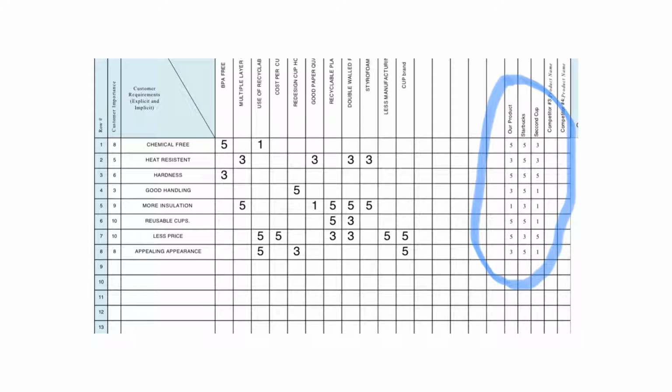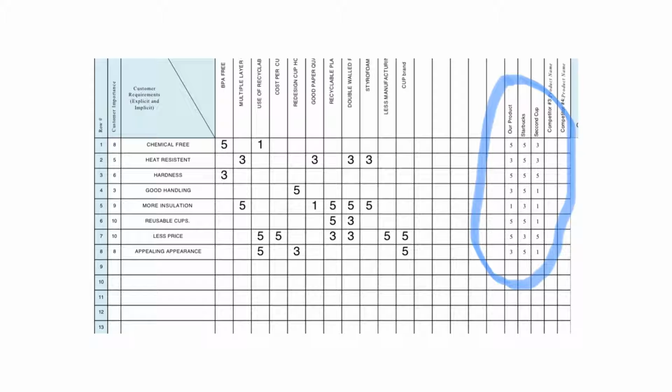As we talk about chemical free, our product and Starbucks have similarity for the chemical free requirement, whereas it is moderate with the Second Cup. For heat resistance, the Starbucks cup is more heat resistant than our cup, but our cup is equally compared to the Second Cup Coffee.